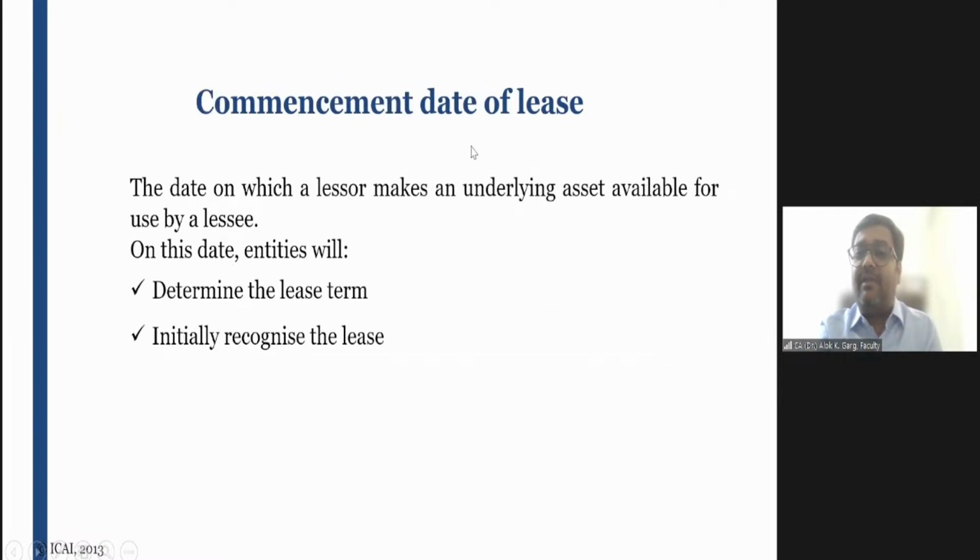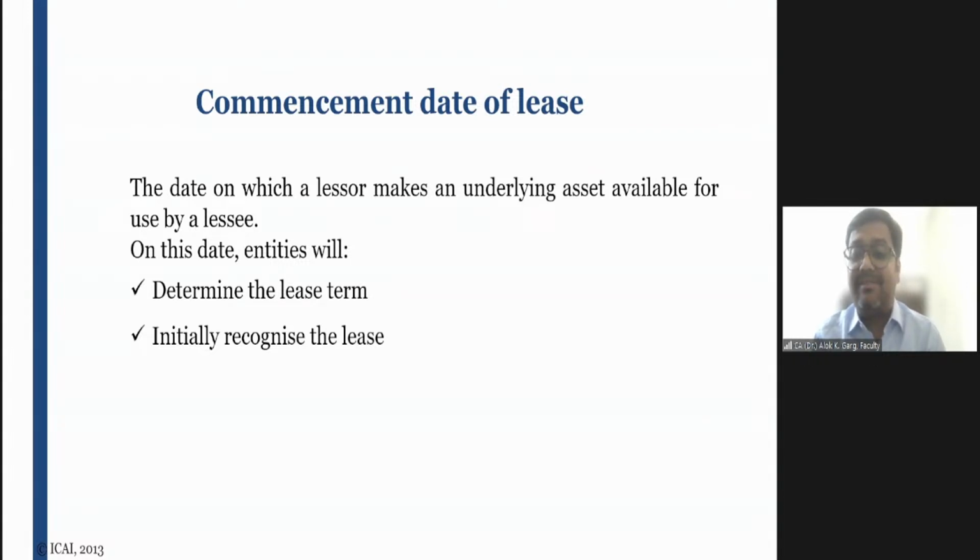On the commencement date of the lease, which is the date where the lessor provides the underlying asset, the identified asset, available for use. On 1st April, I am giving him the keys to use the asset, right? So on 1st April, Hemant is getting the asset for use. Okay, so it is the commencement date of the lease. On this date, the parties will decide what is the lease term, because the accounting will start, right?